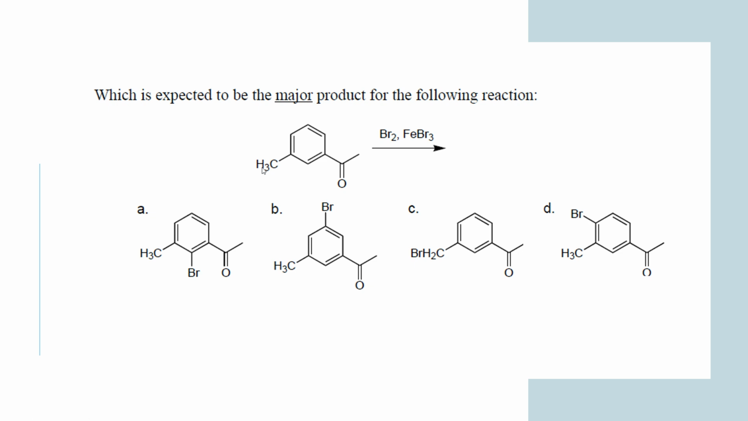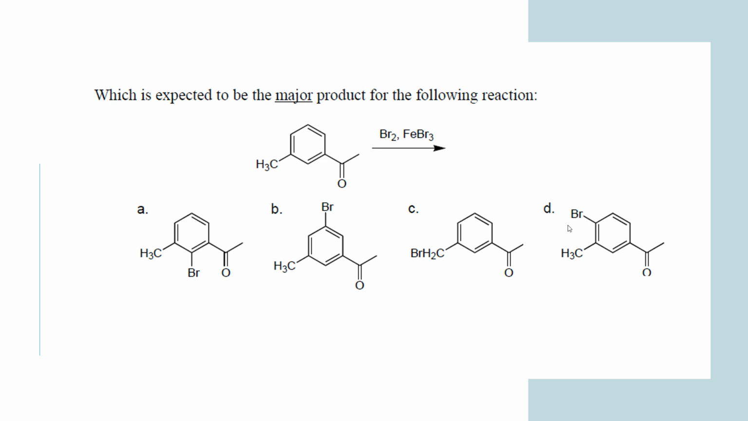So keeping this fact in mind, option B can be cancelled, because we are seeing that in this particular option the meta directing group is dominating, which is not seen in the experimental chemistry. So option B and C are now out of the frame, and we are left with option A and D, and you need to find the major product formed in the reaction.